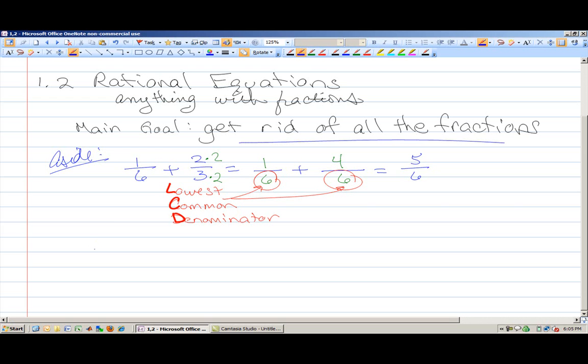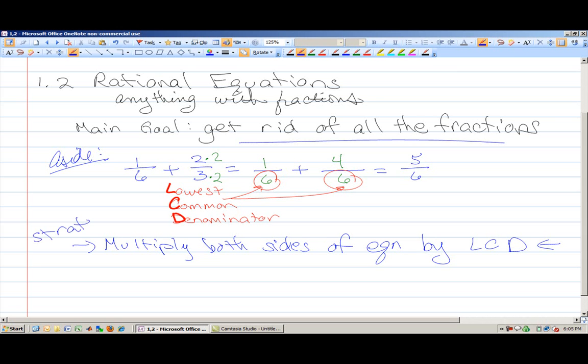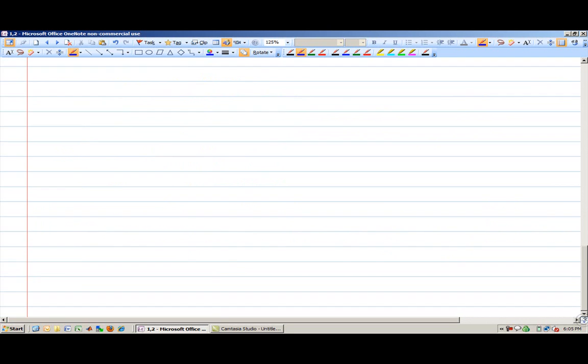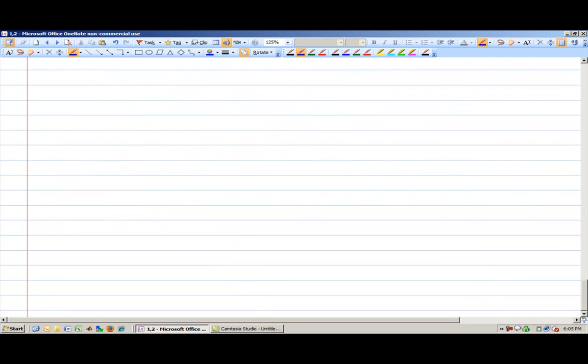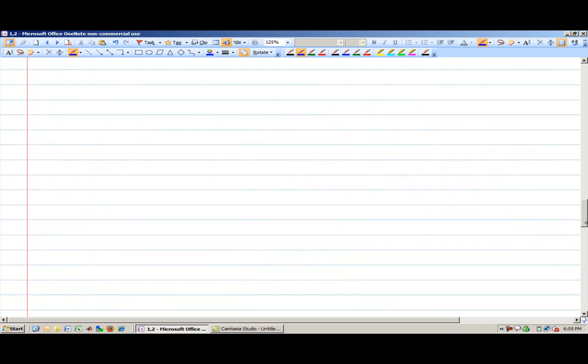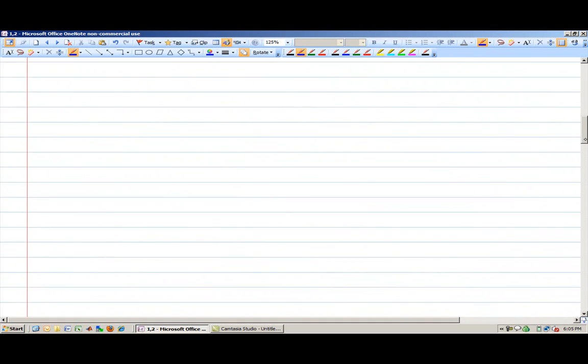Okay, so what we're going to do, essentially, moving forward, is the way that we're going to get rid of all these fractions is we're going to take some equation and multiply both sides of the equation by the LCD. So that's going to be our strategy. Okay? Yay! Isn't that exciting? Let's give ourselves some more paper.